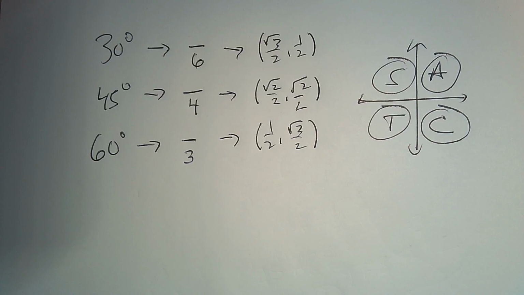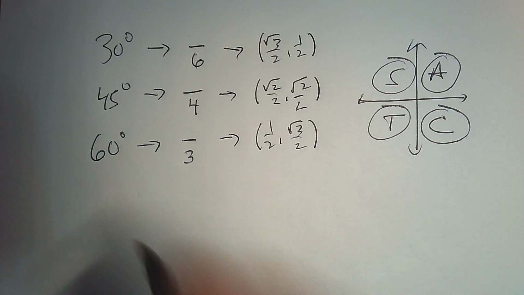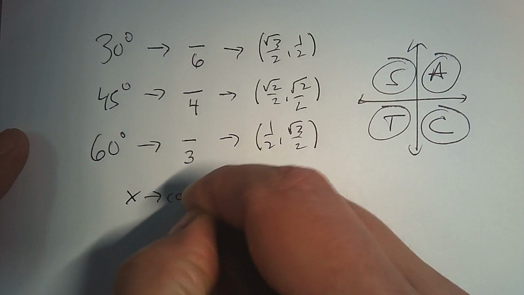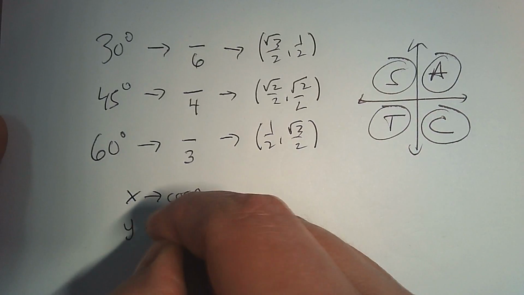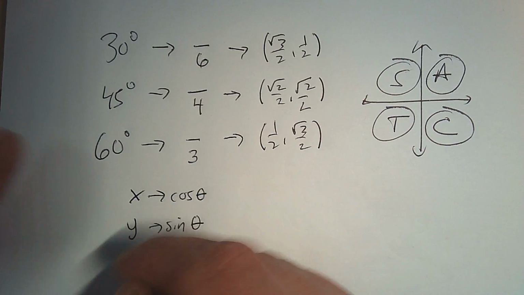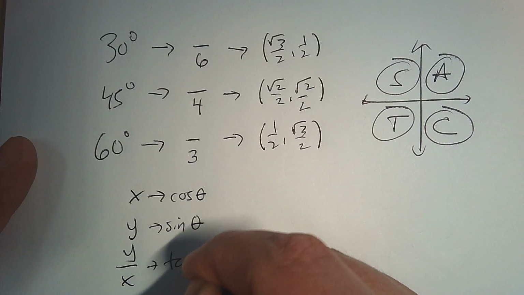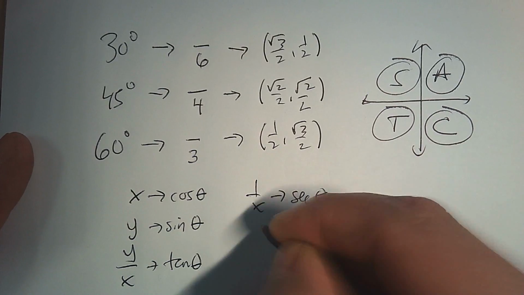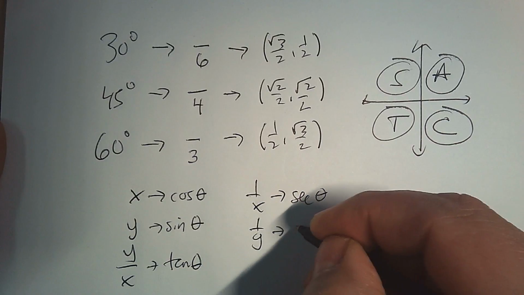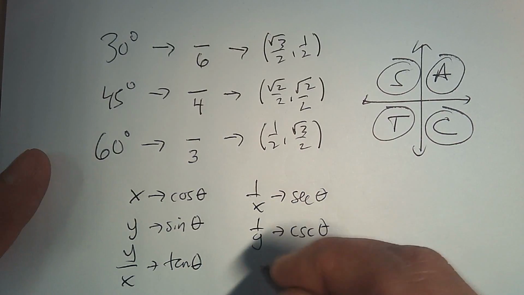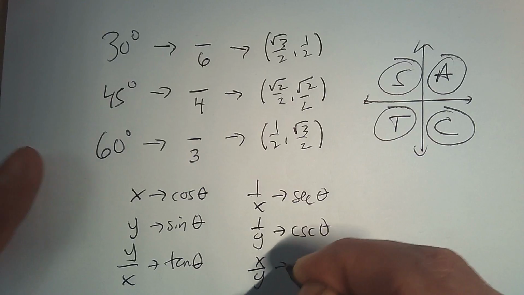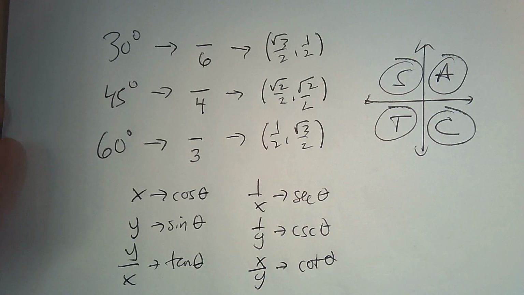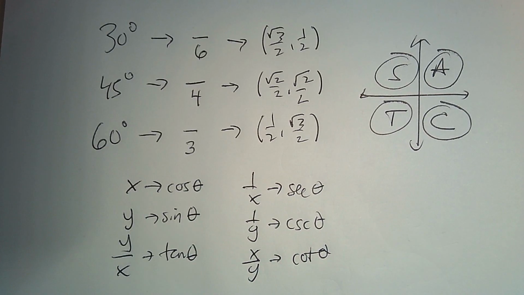And then the last thing are the rules. X goes with cosine. Y goes with sine. Y divided by x is tangent. The reciprocal of x is secant. The reciprocal of y is cosecant. X divided by y is cotangent. If I know this, then I can be a trig machine.